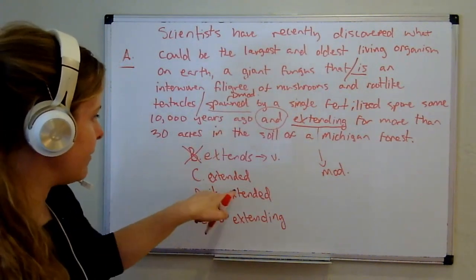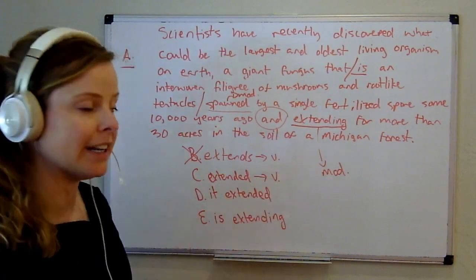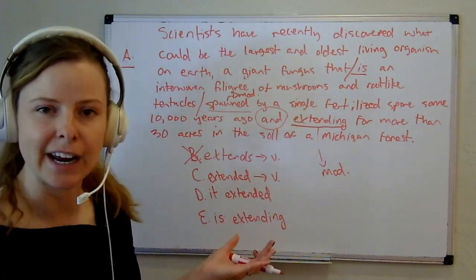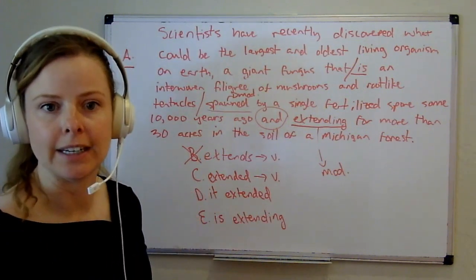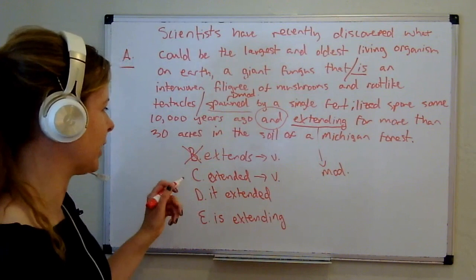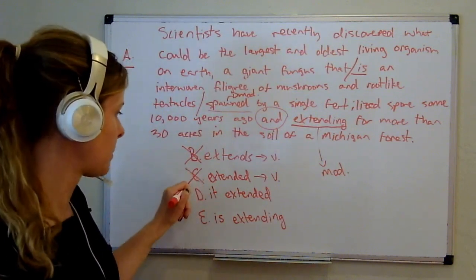C, we have extended, which again here is functioning as a verb, and we run into the same issue now with some added tense stuff that doesn't really make any sense. But at the end of the day, what we have is an issue again with the stem not really working as well as the option that we already have in the bag, so we can get rid of C.